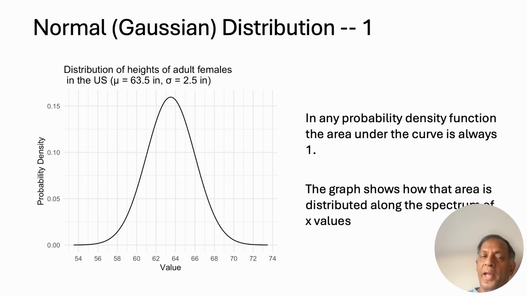Now again, therefore, in this particular case, to find the probability that a person falls within a certain height range, all you have to do is to compute the area under the curve for that range, and you will get the probability.